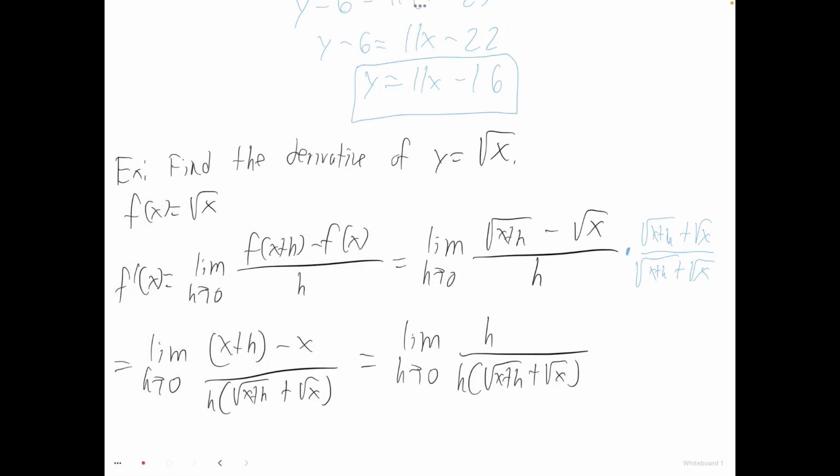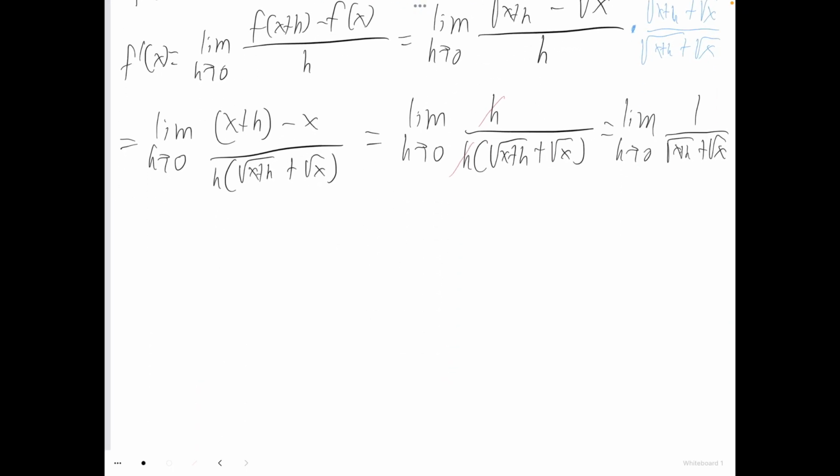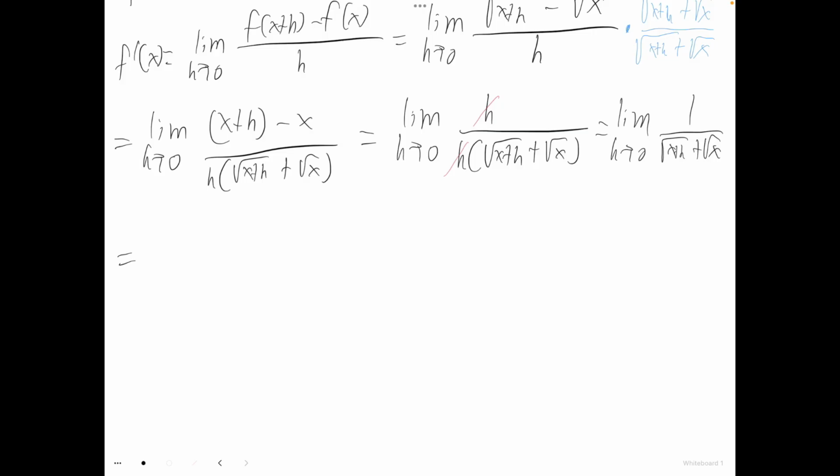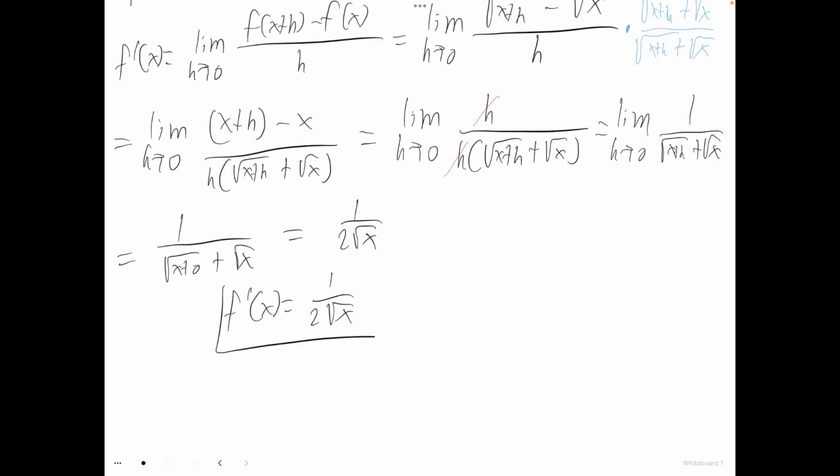Notice that we can cancel our h's off. And so we're left with the limit as h goes to 0 of just 1 over the square root of x plus h plus the square root of x. Now we can plug 0 in for h into the limit, so this becomes 1 over the square root of x plus the square root of x, not the square root of 0. So we get 1 over 2 square roots of x. And so this then is the derivative of the square root of x.